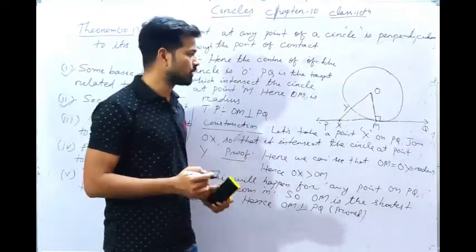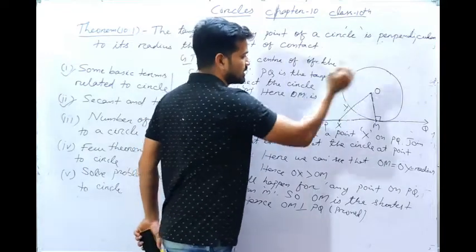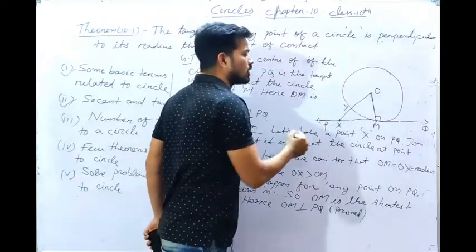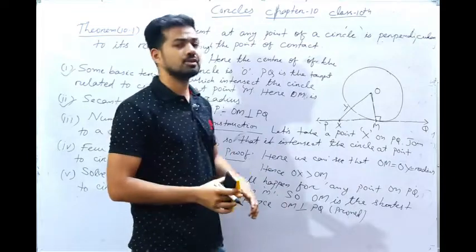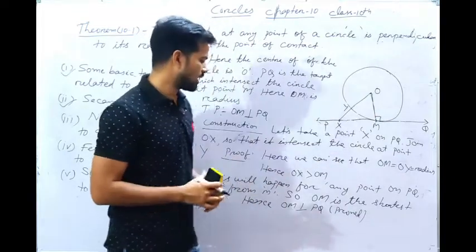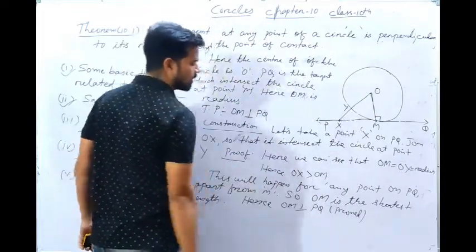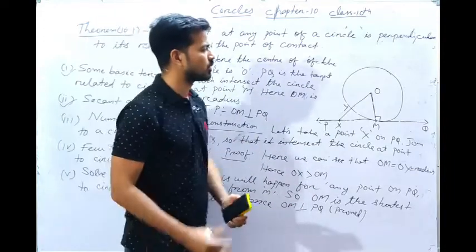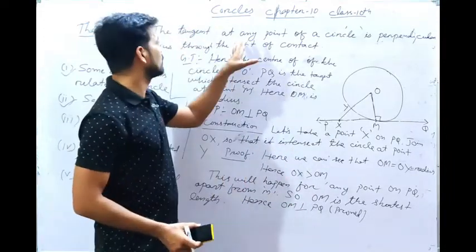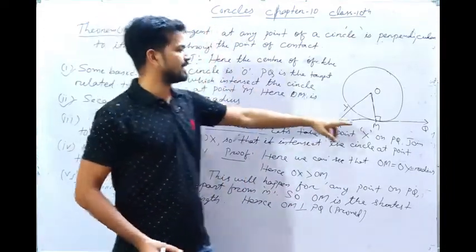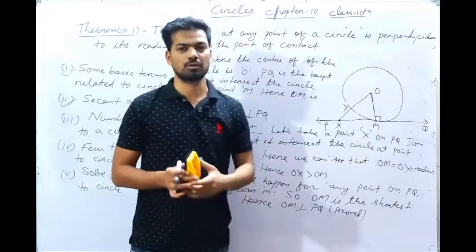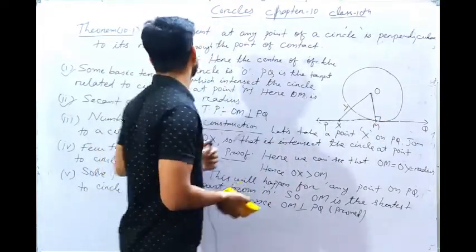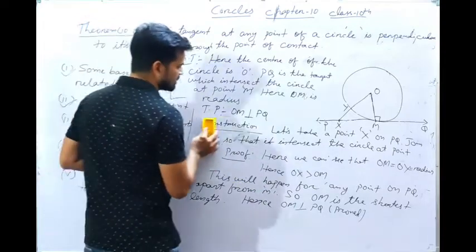As I have told you before that the shortest distance from a point to a particular line is always perpendicular to the line. Hence OM perpendicular to PQ. This is what we need to prove, and we have to remember that the tangent is always perpendicular to the radius. This is what the theorem 10.1 says.